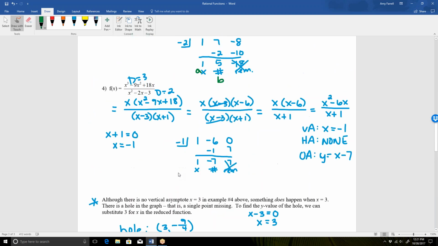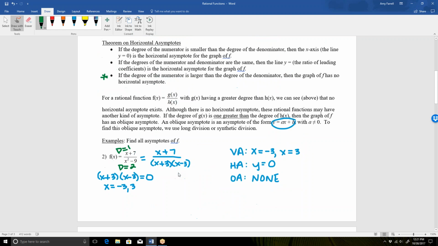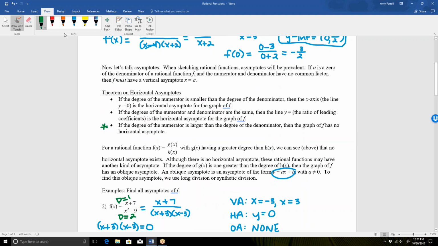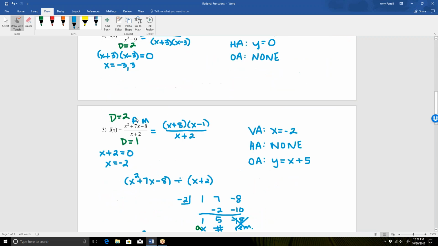Let's go back up here. Let's scroll back up. This is the second bullet point here. So like I said, I haven't seen it yet. So now we don't have this condition anymore. There we go. We have this second condition here. If the degrees of the numerator and denominator are the same, then the line y equals the ratio of leading coefficients will be the horizontal asymptote. Okay, let's see what the heck that means.